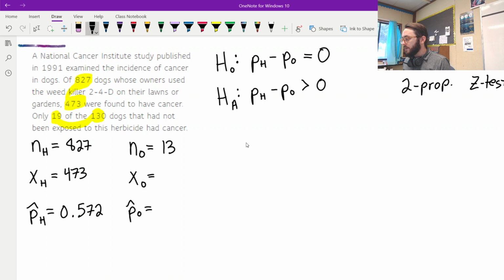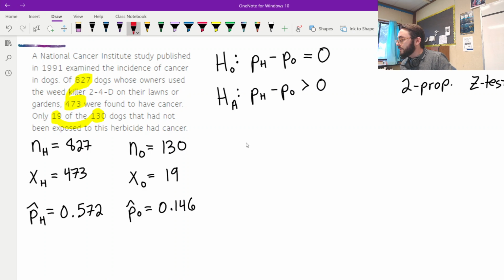Our other group had 130 dogs in it. 19 of them developed cancer, which is 0.146. So obviously these proportions are very different. 57 versus 14. But are they different enough? Do we have enough evidence to say that they are different? And that's what this is all about.